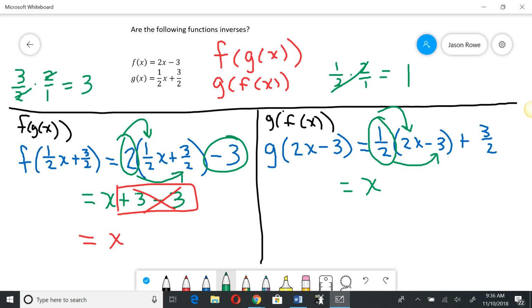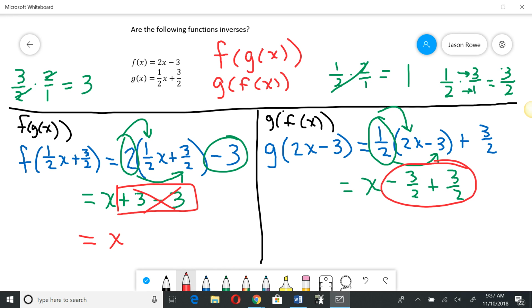1/2 times 3. Nothing cancels, so that's going to equal 3 over 2, just multiplying left to right here. So that's minus 3/2 plus 3/2. Okay, so let's take a look. Right there, negative 3/2 plus 3/2 cancels out to equal 0 again. So that's going to equal x. So since both equal x, these are inverses.